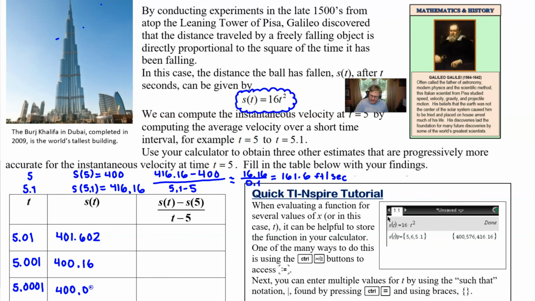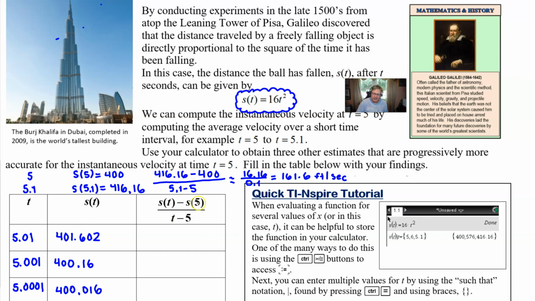Now notice that these actually get smaller as I write them in the table. And the reason is because my times are actually getting smaller, right? They're getting closer to that 5 seconds. So I'm kind of writing them in a different direction than how they would be appearing as the ball is dropping. So make sure that you're aware of that.